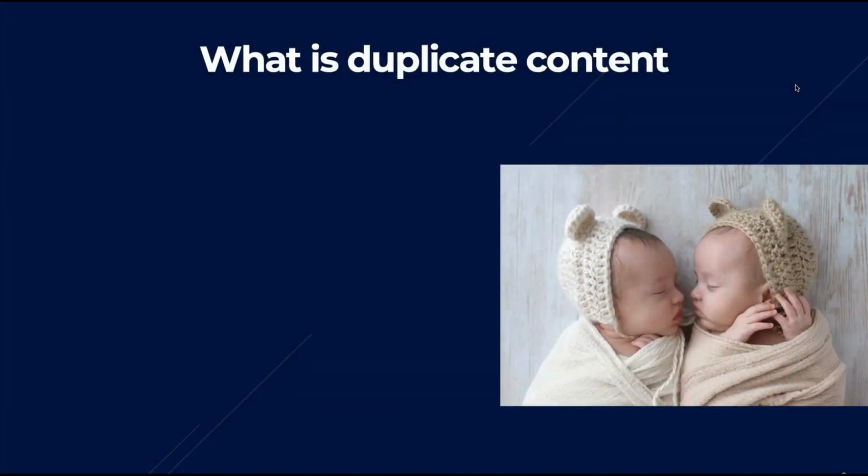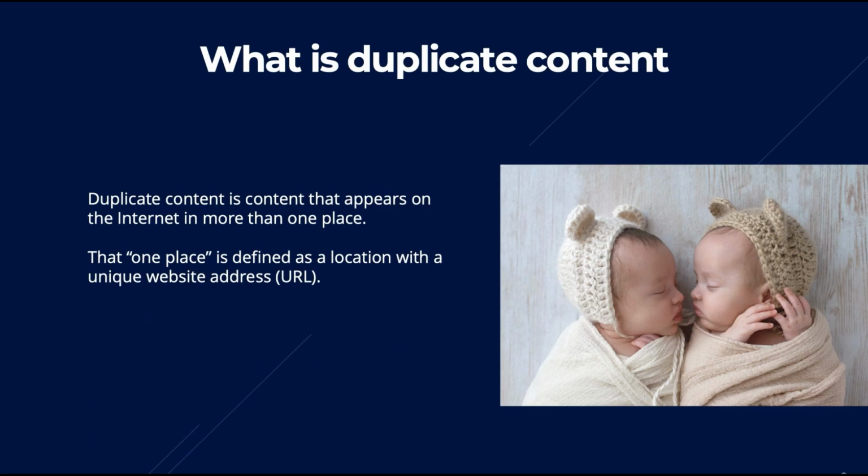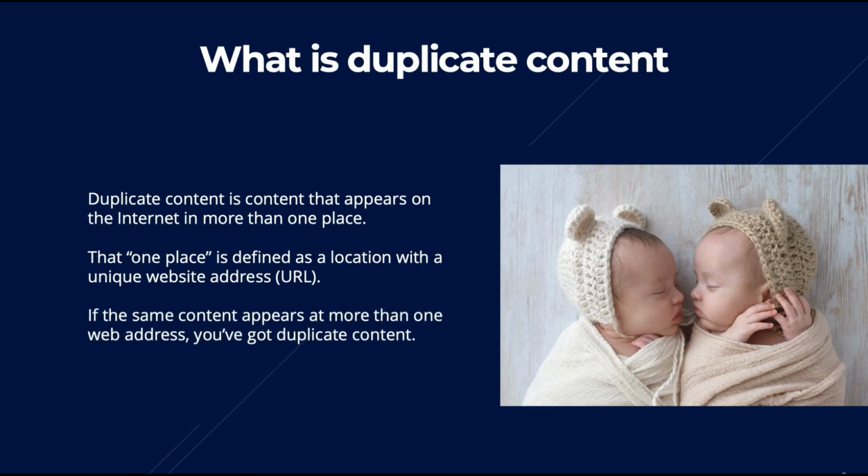What is duplicate content? Hopefully you like my image of the twins on the right hand side, which resembles duplicate content. Duplicate content is content that appears on the internet in more than one place. That one place is defined as a location with a unique website URL. So if the same content appears at more than one web address, you've got duplicate content. This URL is typically going to be on your website, however it can be on an external website too.